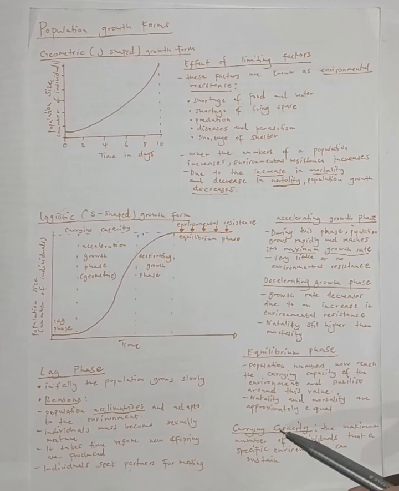Now here's the definition of carrying capacity. Carrying capacity is the maximum number of individuals that a specific environment can sustain. Like I said, the number of people that Earth can sustain. That environment is found in Earth. So it's the number of individuals that Earth can sustain, be it an animal or a person. It's the number of individuals Earth or a specific environment can sustain. So make sure you know this definition.